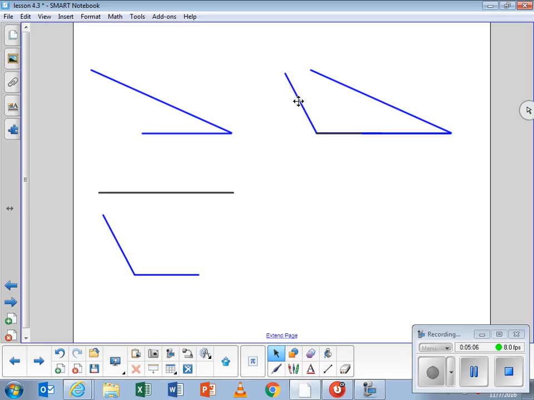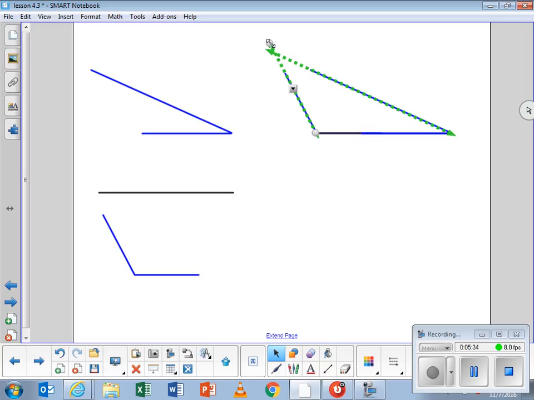Okay? Now we don't quite have a triangle there, do we? But if I took this and extended it out here, and I drew another one here, they eventually meet. So I have that. Do you agree I have a triangle there now? Yeah. Okay.